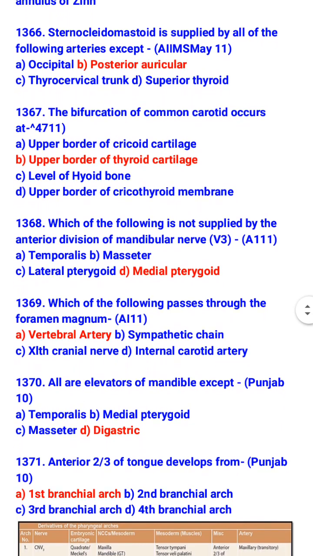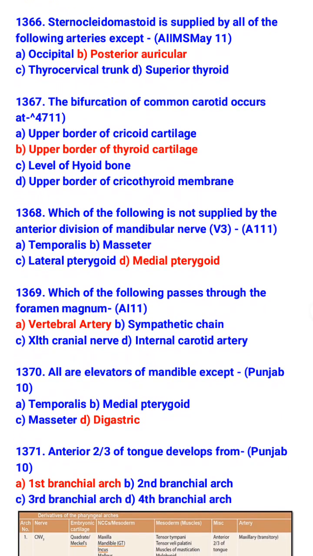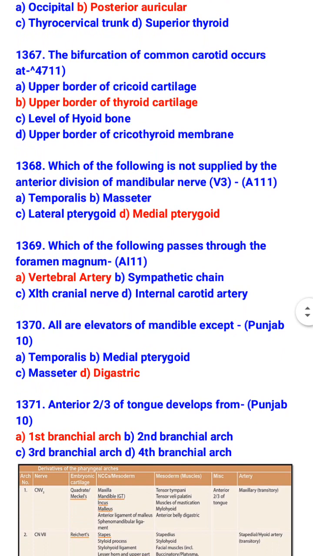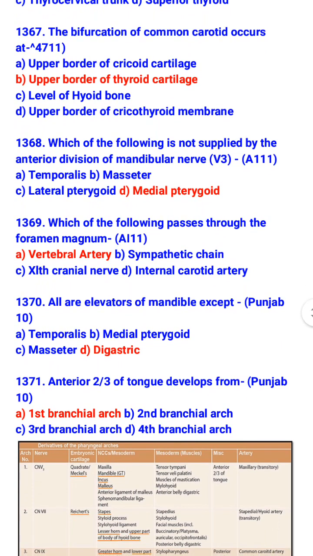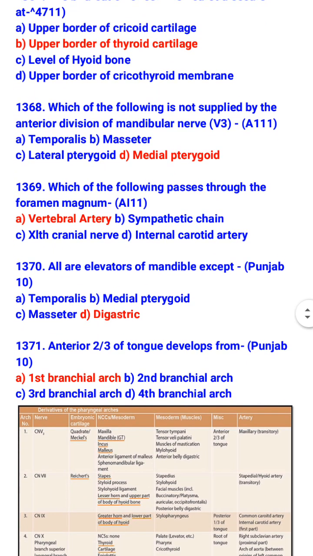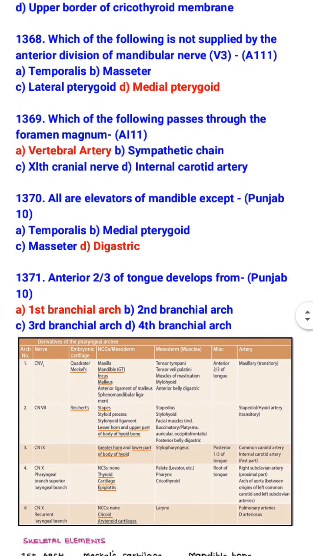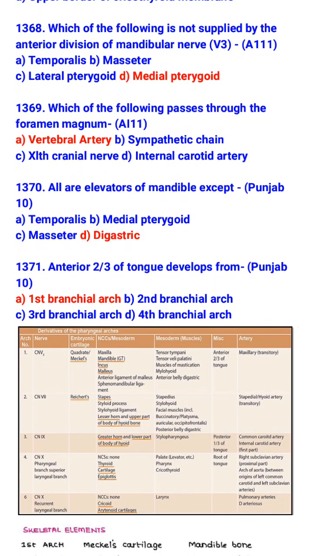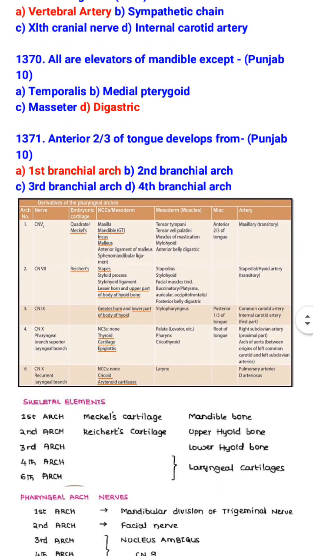Which of the following is not supplied by the anterior division of mandibular nerve? Medial pterygoid. Which of the following passes through the foramen magnum? Vertebral artery. All are elevators of mandible except digastric. So which are the elevators of mandible? Temporalis, medial pterygoid and masseter. Anterior two-thirds of tongue develops from first branchial arch.